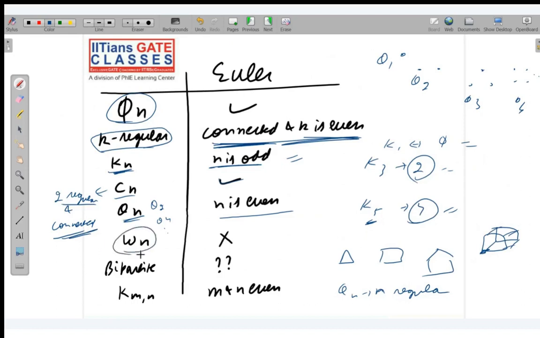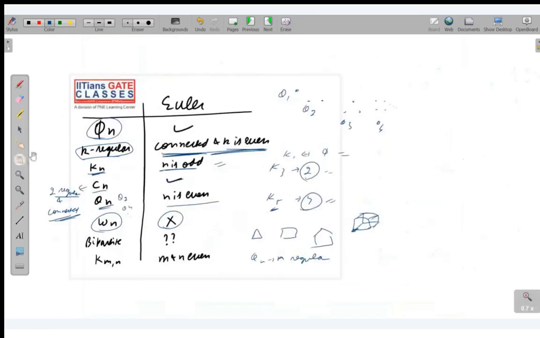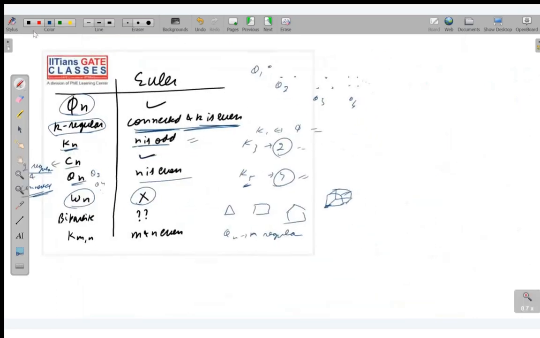Wn, the wheel graph, is never Euler. Why is it never Euler? See how we have made the wheel graph. We took C3 and then connected it. Every rim vertex has degree 3, that means odd degree, so it will create a problem. This hub is of degree 4, but every other vertex is of degree 3. Are you getting it? Degree 3 vertices will create a problem.